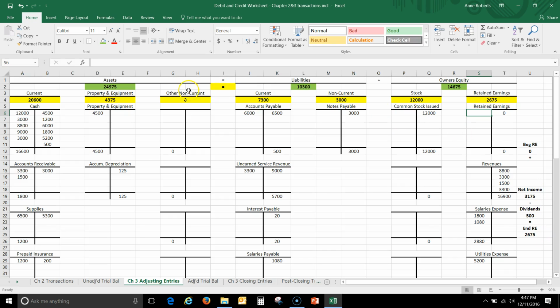So again, look what happens. We've got assets of $24,975. You can see that right here on this spreadsheet as well. You can see liabilities of $10,300, and then you can see owner's equity of $14,675. So you can see how the general ledger flows into the actual financial statements.